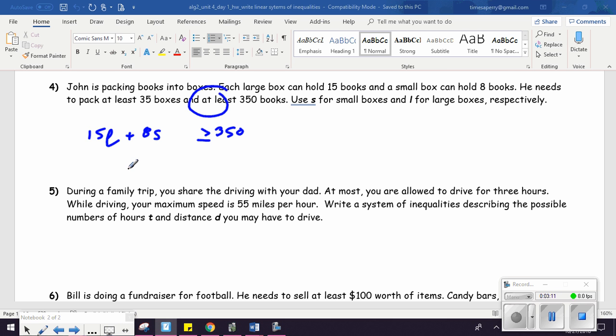It also mentions that he needs to pack at least 35 boxes. There's at least again, so we know it's greater than or equal to 35. And then we just need the total of boxes, so L plus S. So those are your two systems.